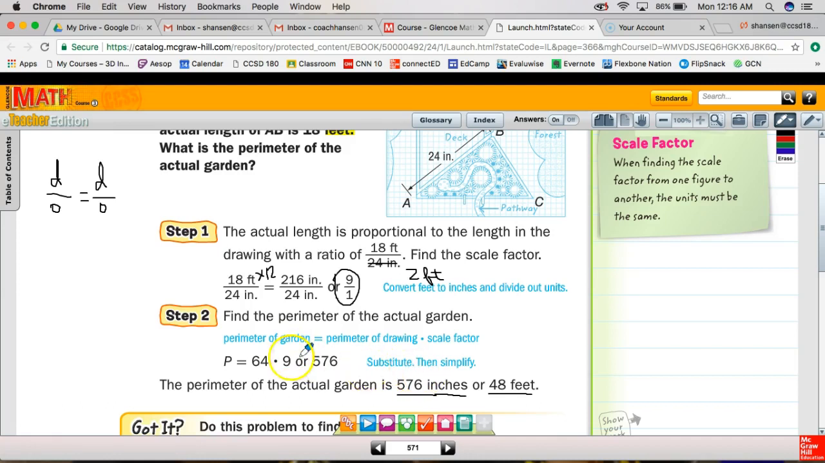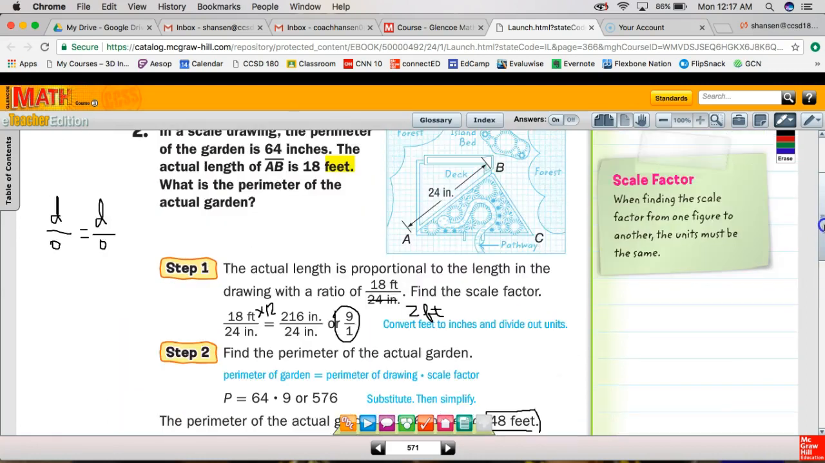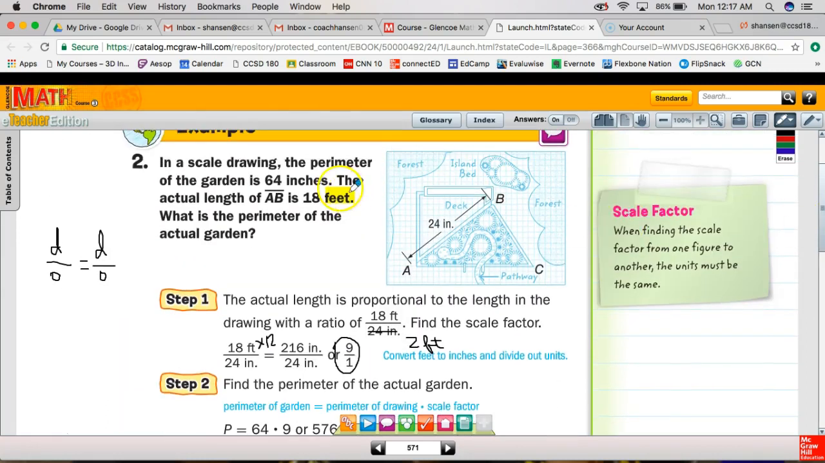So, any way you look at it, you get 48 feet, or 576 inches. In my opinion, 48 feet is a more reasonable answer. Mr. Hanson, I'm confused. Okay, no problem. So let's backtrack. The perimeter of the garden is 64 inches. Now the issue here is changing the perimeter also to feet. 64 isn't divisible by 12, unfortunately.